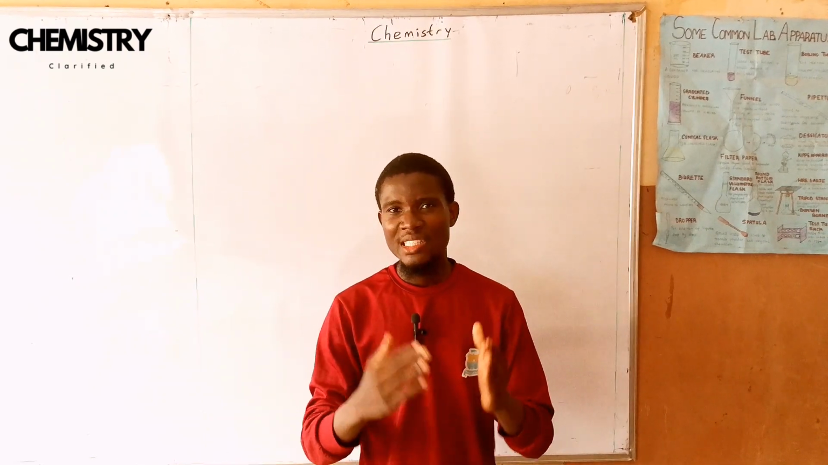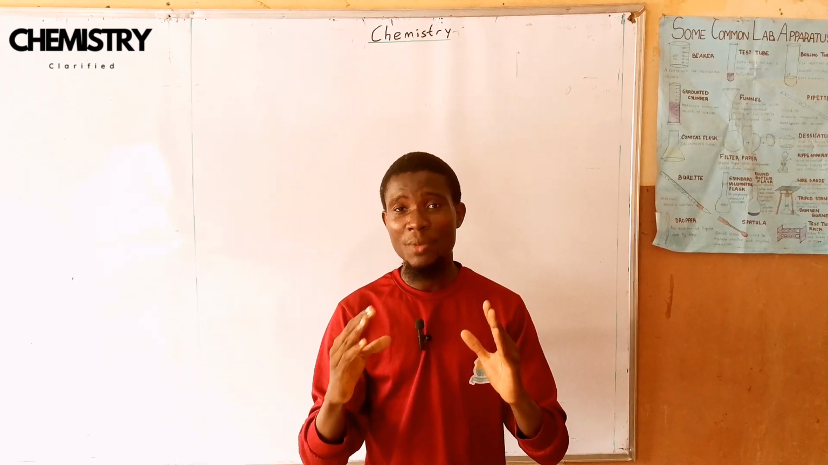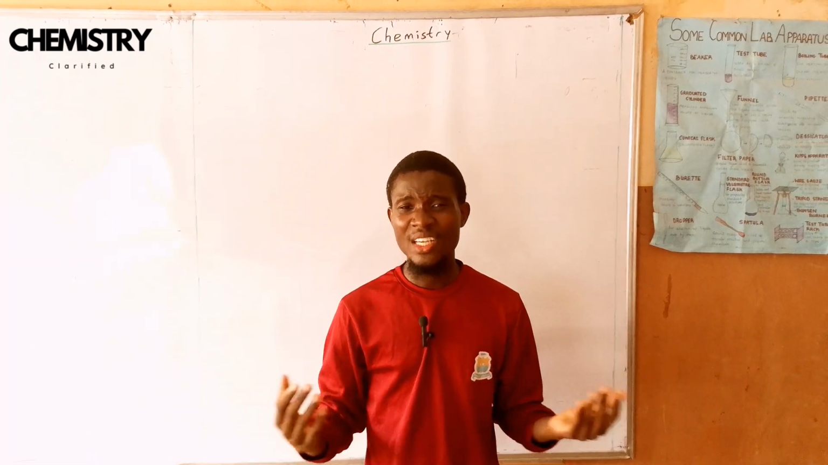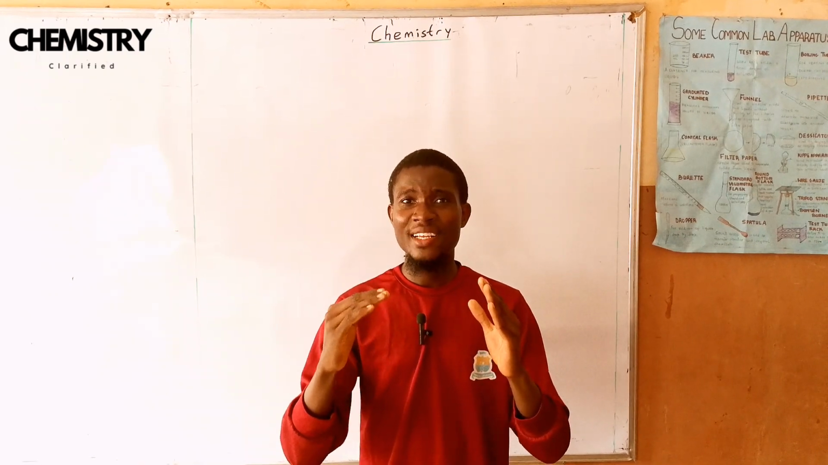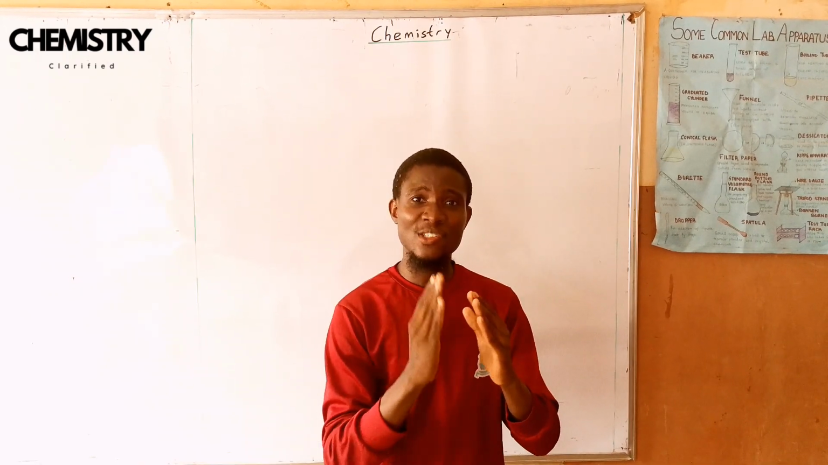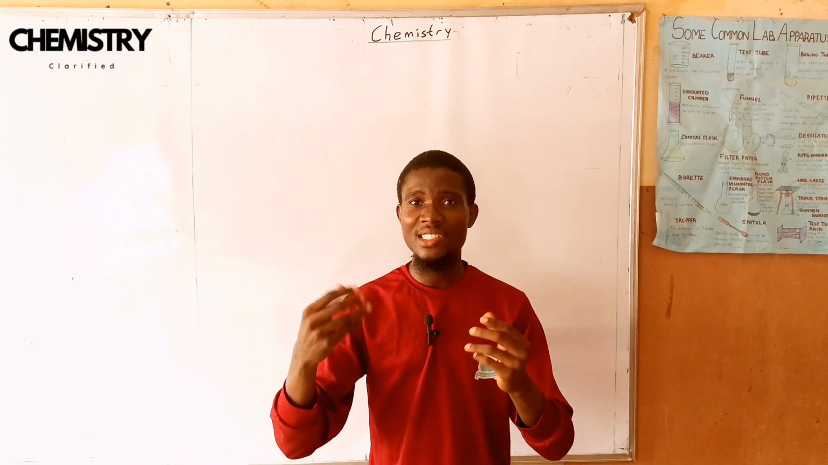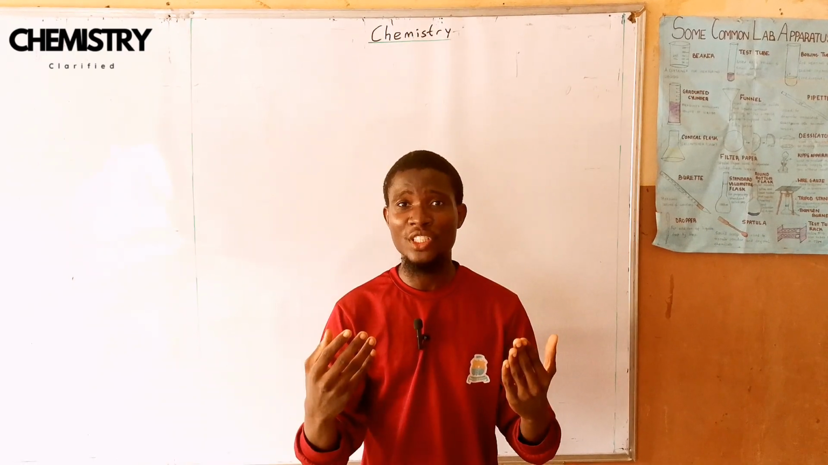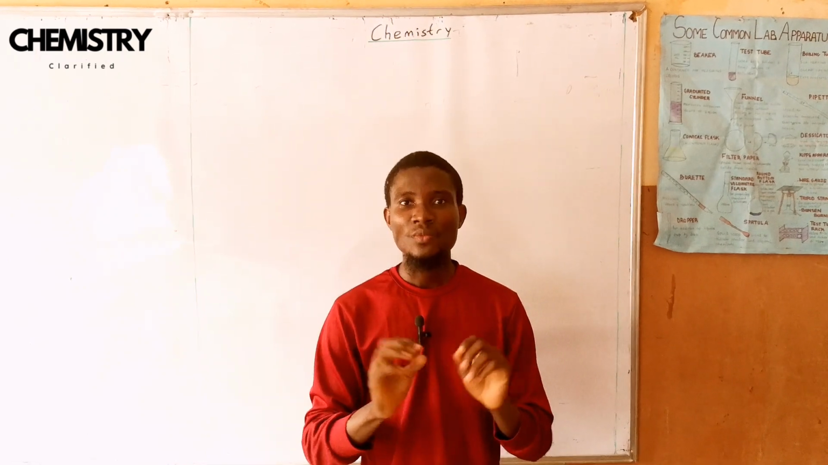Now, since chemistry is a branch of science, we can't talk about chemistry without talking about the scientific method. Now, what is the scientific method? Basically, the scientific method is the processes that scientists follow in order to solve problems. These scientific methods are the reasons why we have a lot of discoveries and a lot of things. Now, what is this in essence?